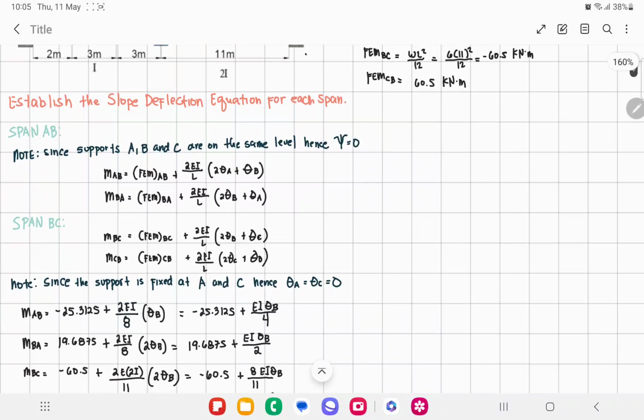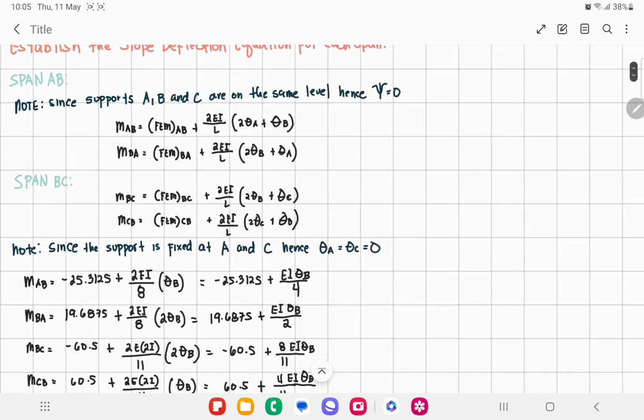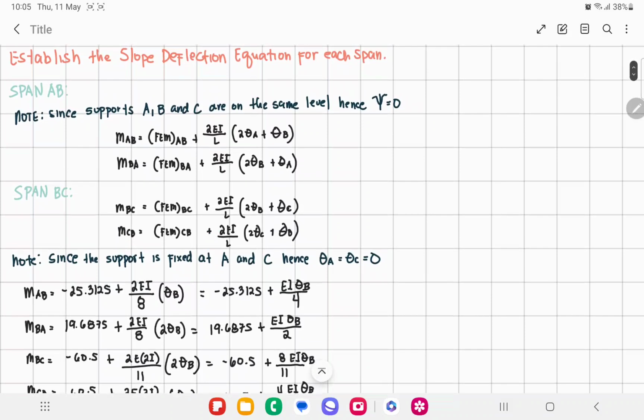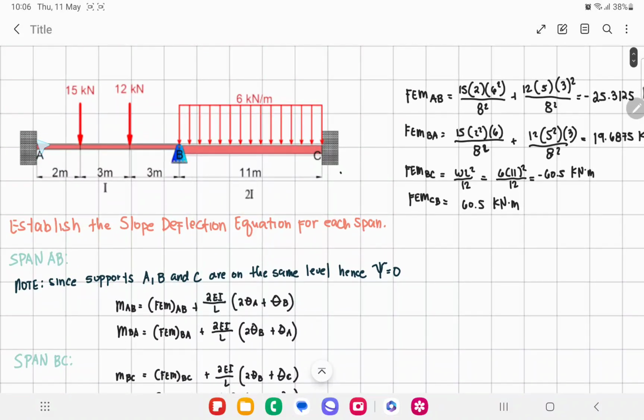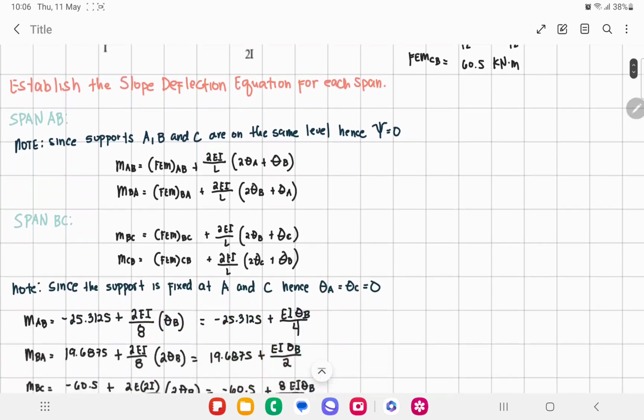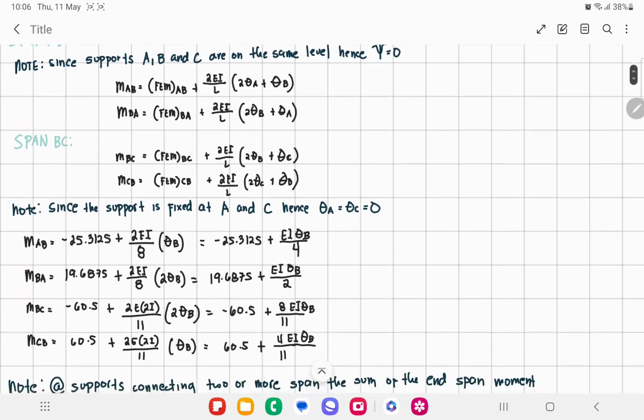So that is span AB only. And the same with span BC, we add the fixed-ended moment plus 2EI over L times 2 theta near plus theta far. And the same with CB. So we will arrive at the following equations. And as you can notice, the supports at our ends of the span are fixed supports, therefore our slope at A and C must be equal to 0.